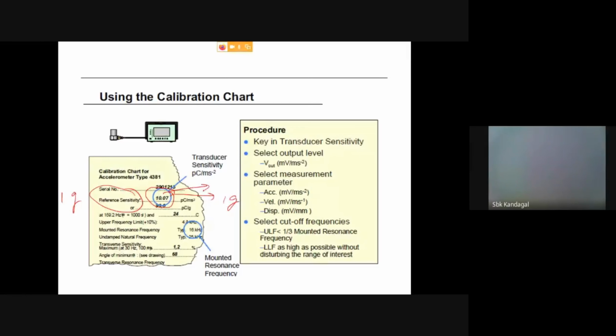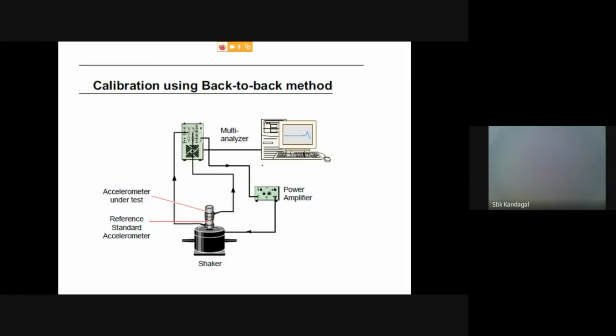Otherwise, if you don't set this number for that accelerometer, you may get 0.9G or you may get 1.1G. So that's why for each accelerometer you have to set the sensitivity number. Okay, so that's how the important things are there.